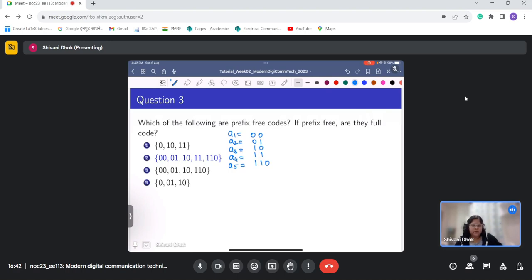Now we need to check if it is prefix free or not. Now these are 2 bits and this is the last one, which is 3 bits, which means we need to check whether A1, A2, A3 or A4, any one of them, is a prefix of A5. So clearly A1 is 00, it is not a prefix. The possible 2-bit prefix for this code A5 is 11, and this 11 is basically A4, which means A4 is a prefix of A5, which clearly means that this second one is not a prefix free code. I hope this is clear.